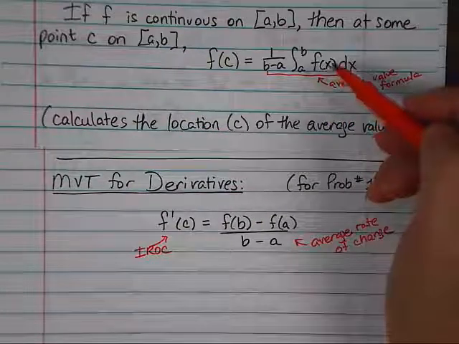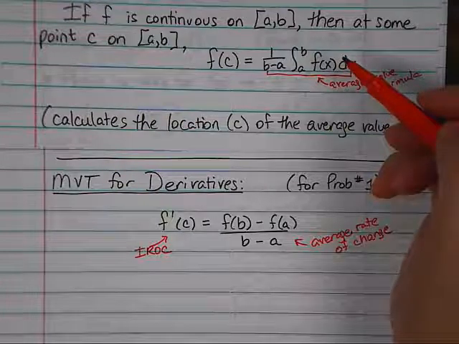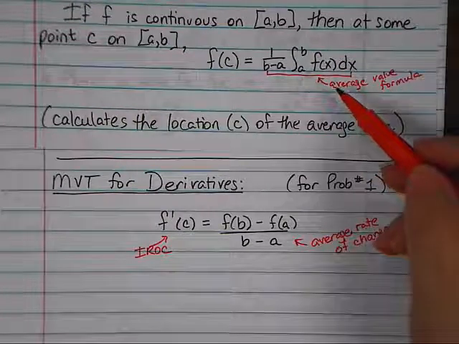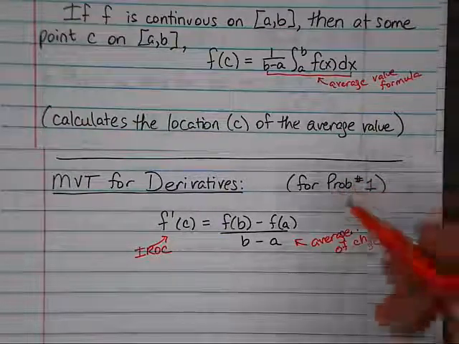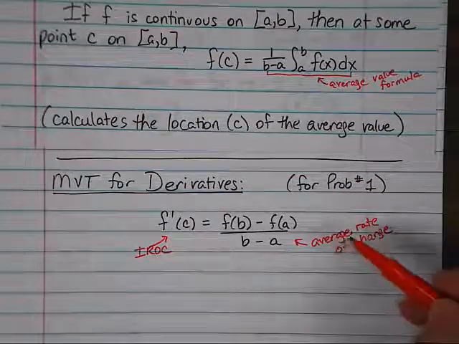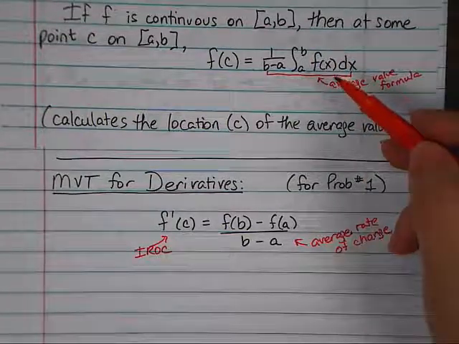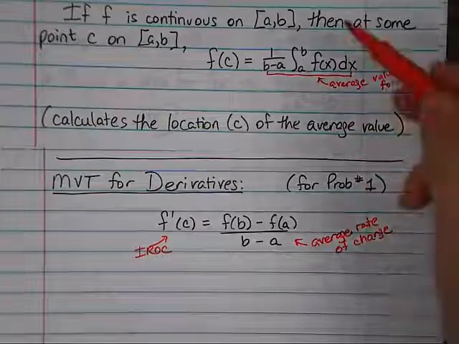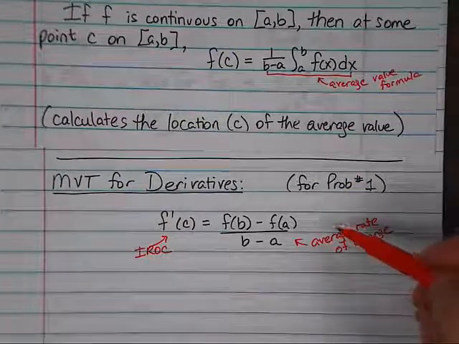Alyssa, do you have one? Yeah, for MVT for derivatives, you have to plug in numbers, but for the integral one, you're using the integral of the initial. Very good. For the derivative ones, you're plugging in numbers, but for this one, you're actually taking an antiderivative. That's very good. Okay, so you've seen the similarities and differences. They both deal with average functions.